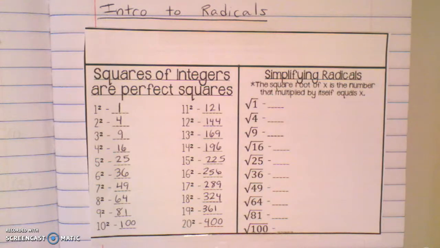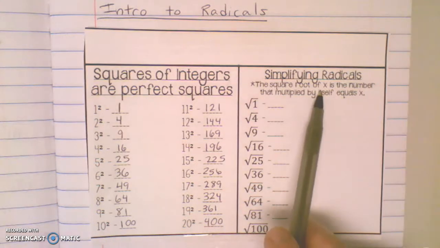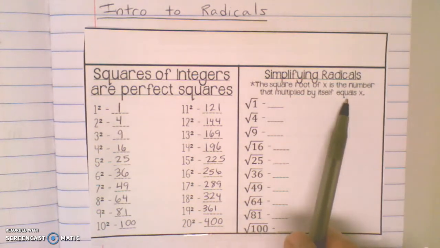So this shouldn't be anything new to you. You should be able to calculate perfect squares when you square an integer. And on the flip side of that, you have the undo of a square, which is the square root, and that's called simplifying a radical. So the square root of a number x is a number that multiplied by itself equals x.